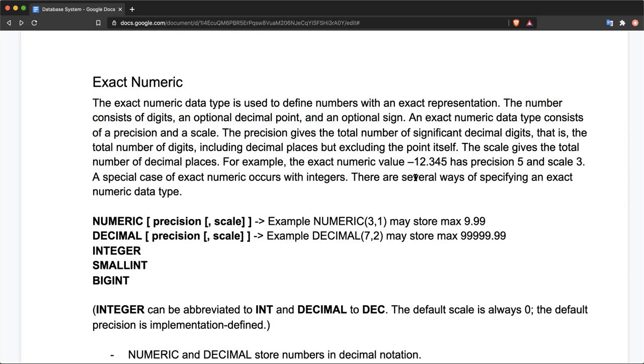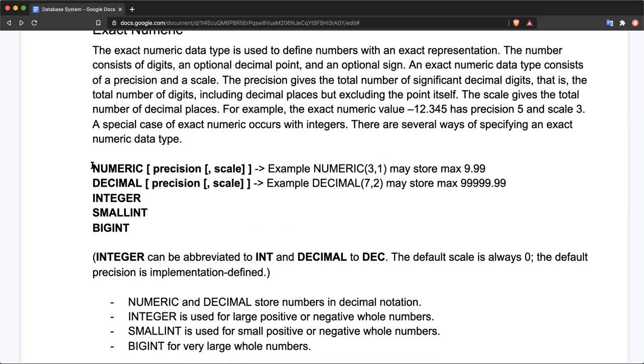There are several ways of specifying the exact numeric data type. Actually there are five in the ISO standard: numeric, decimal, integer, smallint, and bigint. Integer is also represented as int, and decimal as dec. Integer, smallint, and bigint are whole numbers, and numeric or decimal can also include the optional decimal point digits.